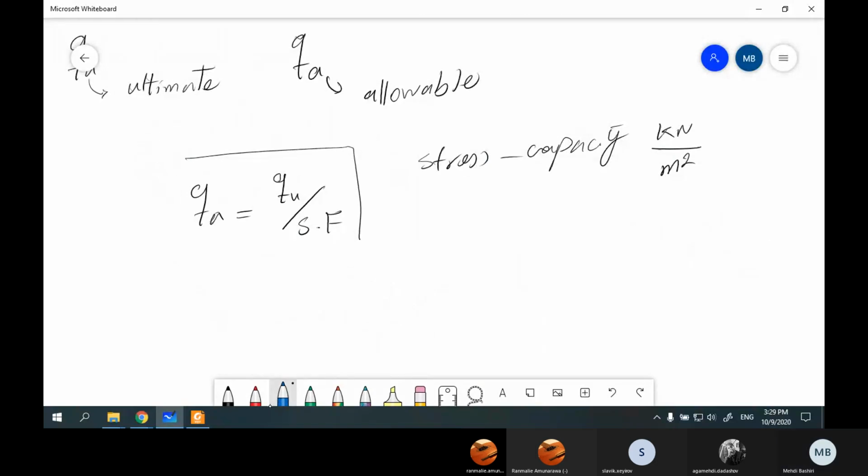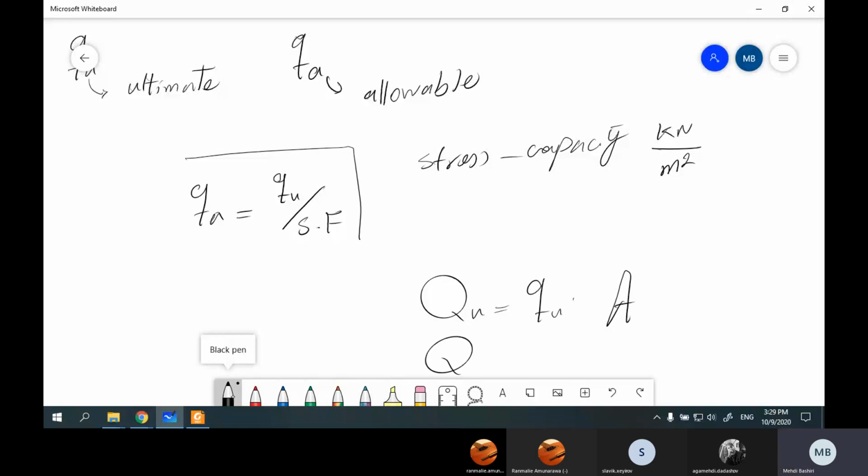Capital Q is force. Q ultimate is equal to q ultimate times area. As I said, this is stress and this is load. Or allowable Q is q allowable times area.